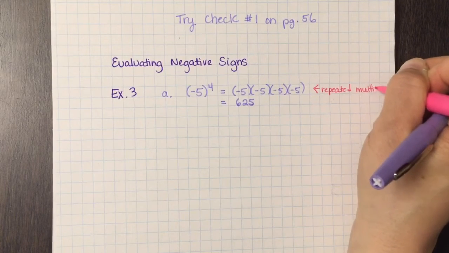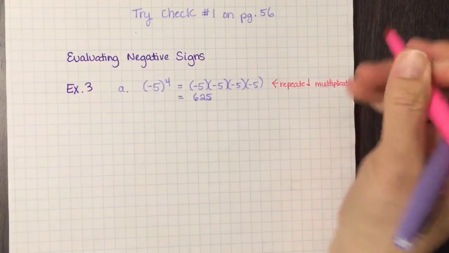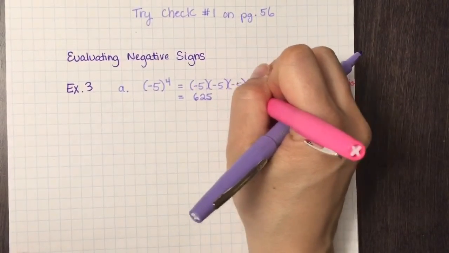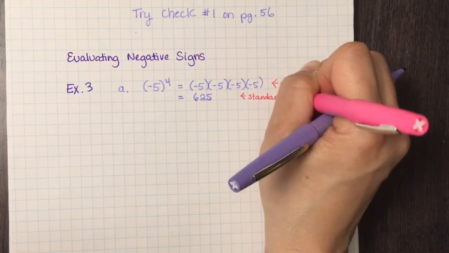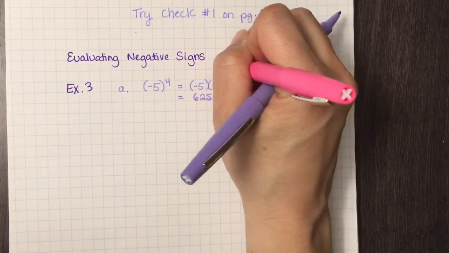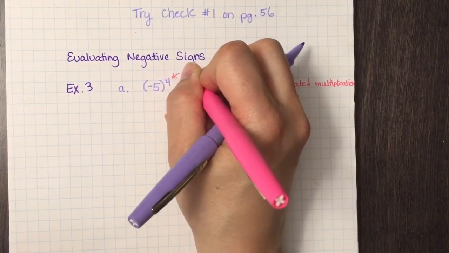So there was our repeated multiplication. This was standard form. This was our base. This was our exponent.